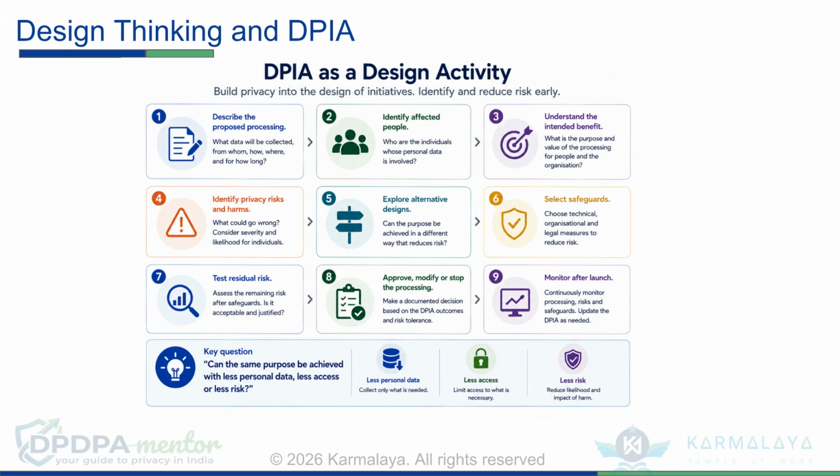Could the purpose be achieved without collecting the full identifier? Could information be aggregated? Could data be retained for a shorter period? Could access be limited to a smaller group? Could the user be given a clearer choice? A DPIA should describe not only the intended benefits, but also potential harms, such as discrimination, identity theft, surveillance, exclusion, financial loss, or reputational damage. The outcome may be approval with safeguards, redesign, additional testing, or a decision not to proceed.